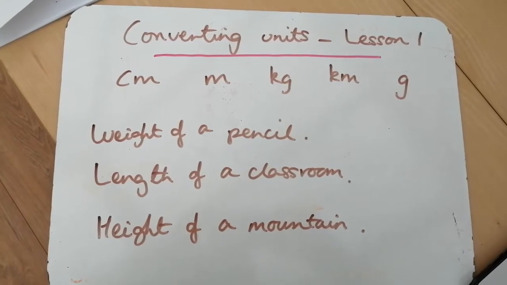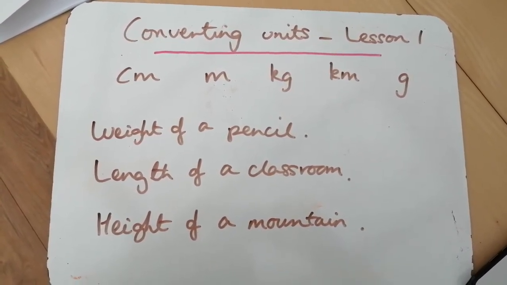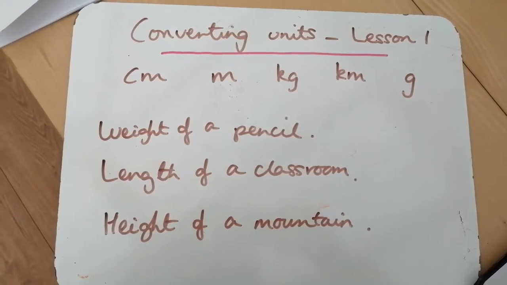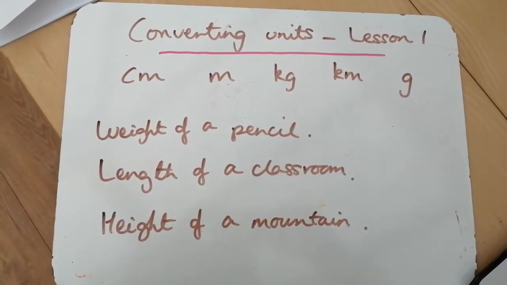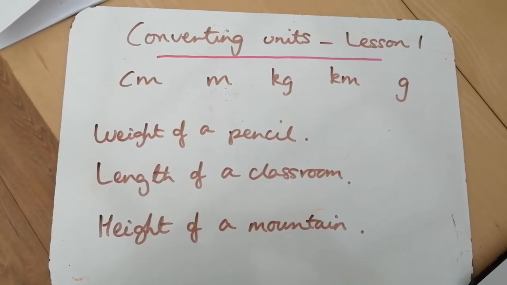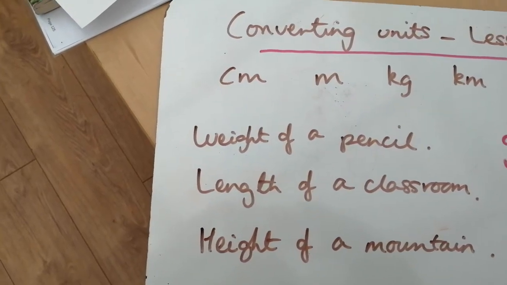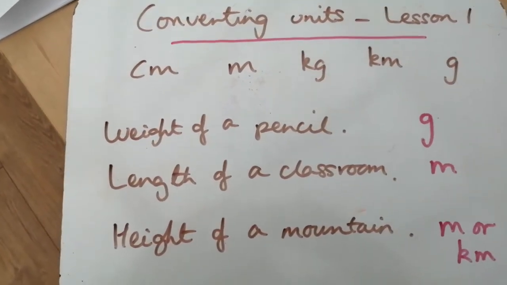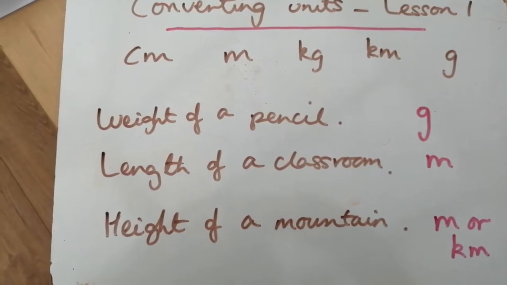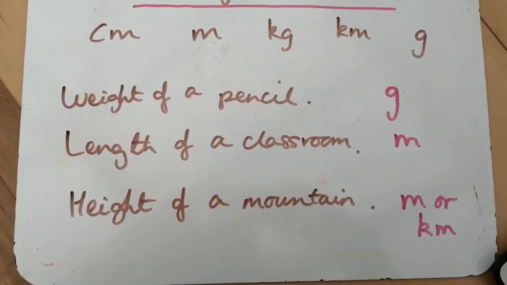So out of the 5 units of measurement there, centimetres, metres, kilograms, kilometres and grams, which is the most appropriate for measuring the weight of a pencil, the length of a classroom and the height of a mountain? And I would suggest the answers for those are grams for the weight of a pencil, metres for the length of a classroom, and depending on which mountain, metres or kilometres.